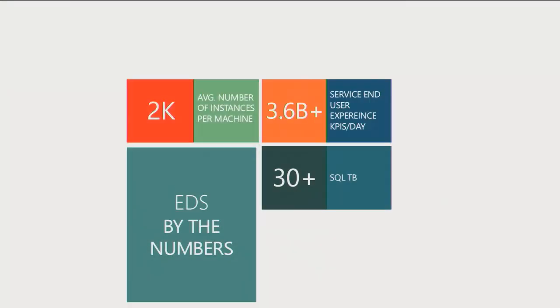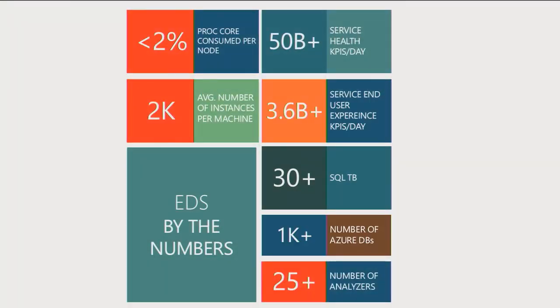Just to give you some picture of the scale of EDS, one of the principles when we built this platform was that we don't want this itself to be a heavy consumer on our capacity nodes. So the amount of compute which we use per node is less than 2% of a core, not CPU, but a core, and memory is almost negligible. On a daily basis, we collect across our Exchange service 50 billion data points from our logs and our performance counters. This doesn't include what we collect from our active monitoring probes.